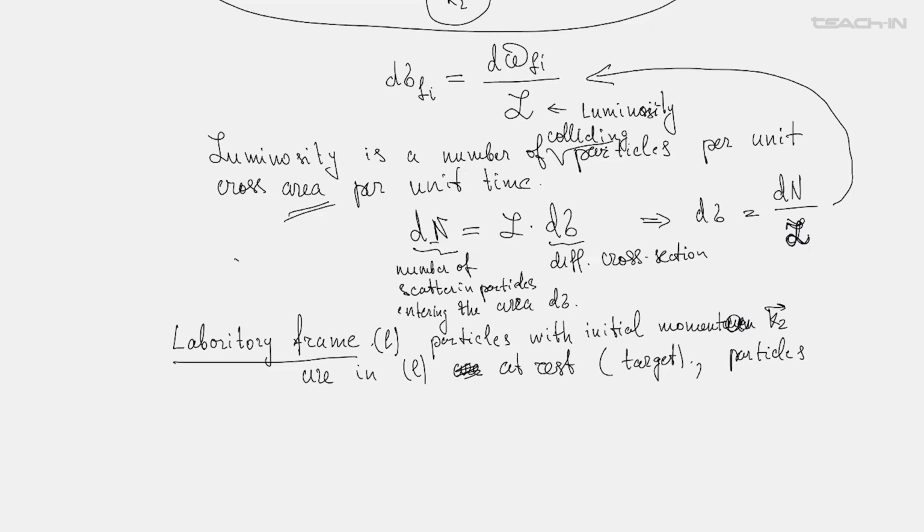K1 laboratory is different from K1 because now I go to the special Lorentz frame where particles with initial momenta K2 are at rest. And so particles in the beam, which have initial momenta K1, now with respect to the laboratory frame have momentum K1L, and they collide on the target. So particles with K1 laboratory collide with particles making our target.